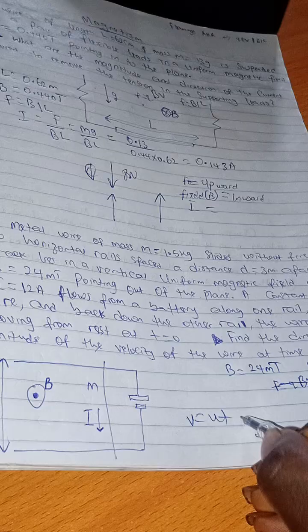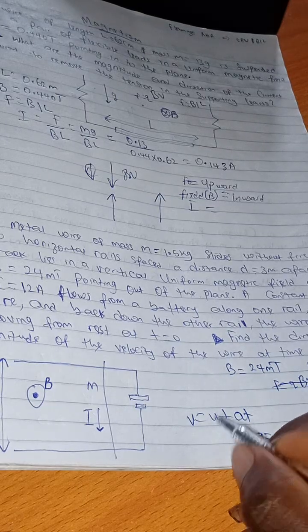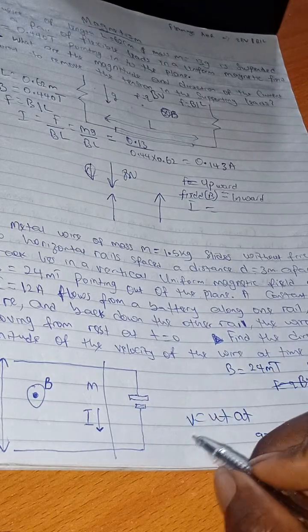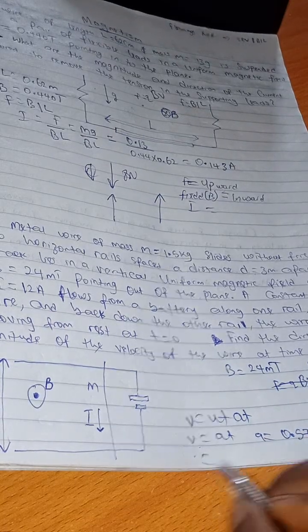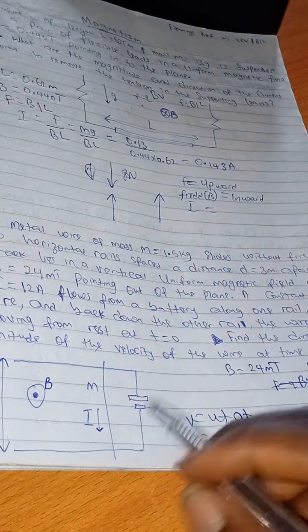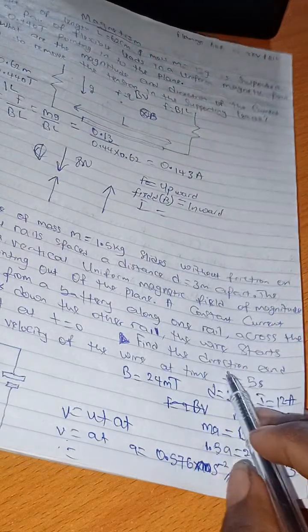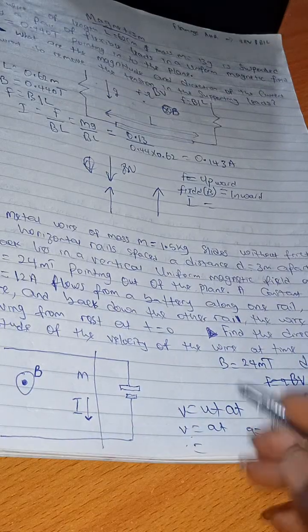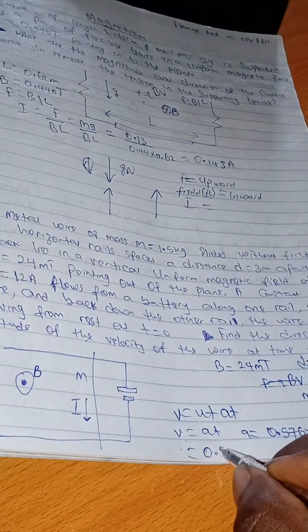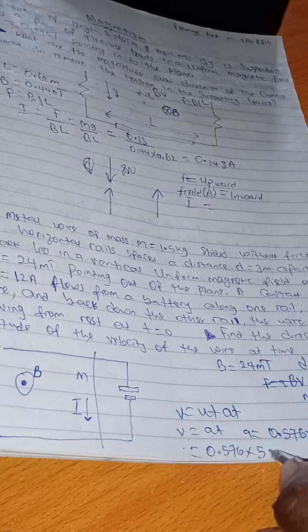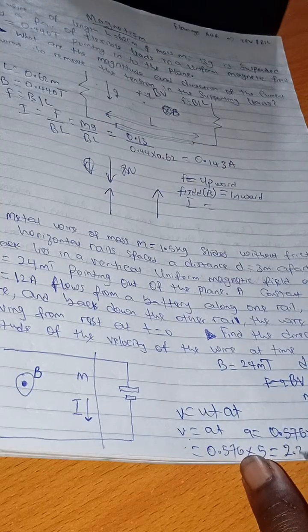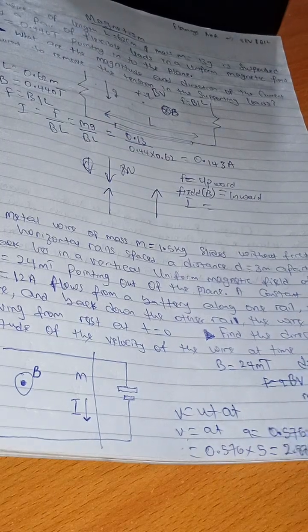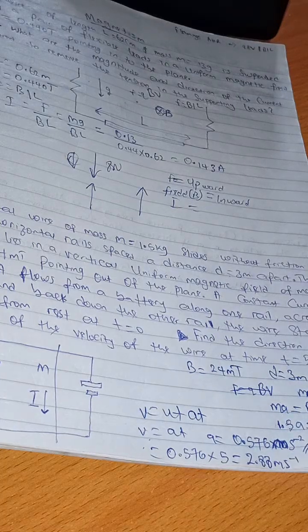v is equal to u plus at. Since the guy is starting from rest, from t equals 0, u is equal to 0. So v is equal to at. Then to find our velocity from t equals 0 to t equals 5 seconds, according to the question, my v will give me 0.576 times 5 seconds. Are we together? Times 5. So now my velocity is equal to 2.88 meter per second. So that's my velocity.